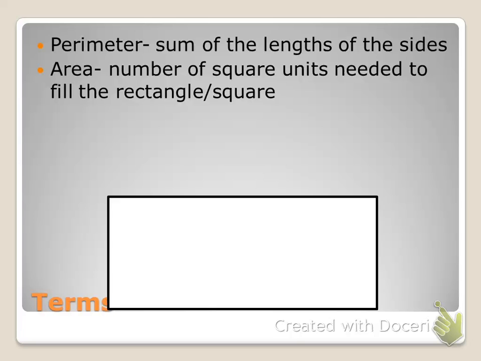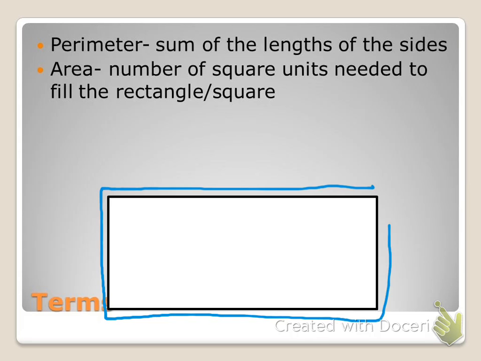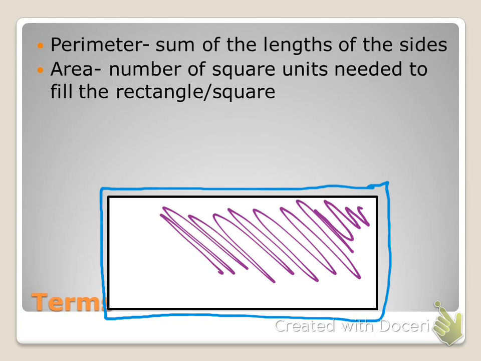First thing you need to know from 1.6 is that the perimeter is the sum of the lengths of the sides. So we're talking about the distance around an object. That is the perimeter. Now with the area, that is the amount of space within an object, the number of square units needed to fill a rectangle or a square in this case. That would be the area.